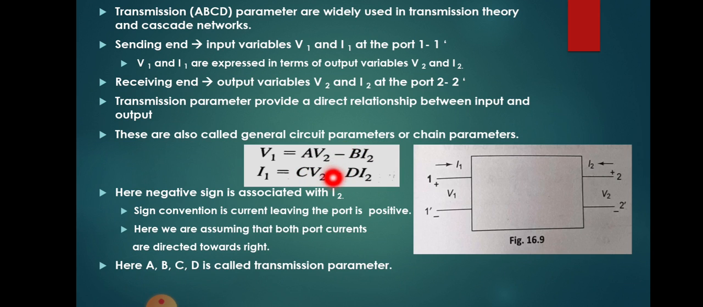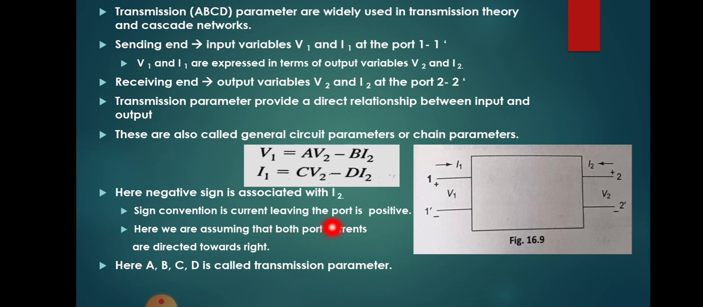And here we are using a negative sign. The sign convention is based on the current leaving the port. It is not associated with the transmission parameter; actually, it is associated with the current in port 2. So if the current is leaving the port, then the sign convention will be positive. Here we are assuming that both port currents are directed towards the right, but here it is taken as directed towards the left. That is why we are putting a negative sign.